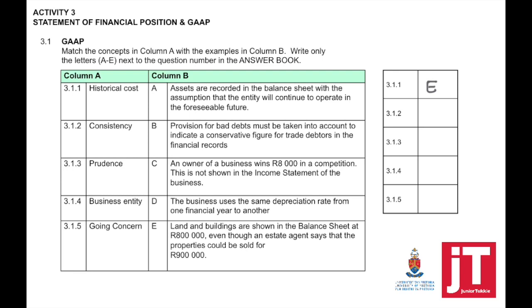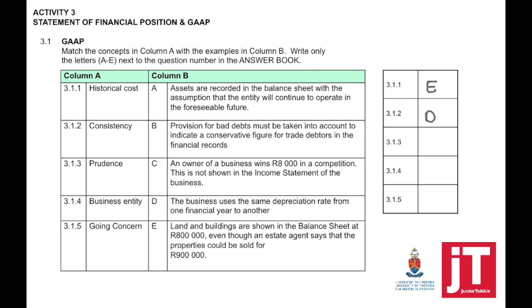Consistency means that we need to be consistent. This will be number D. The business uses the same depreciation rate from one financial year to another. We cannot decide this year we're going to calculate it at 10% and next year we're going to make it 12%. We need to be consistent.